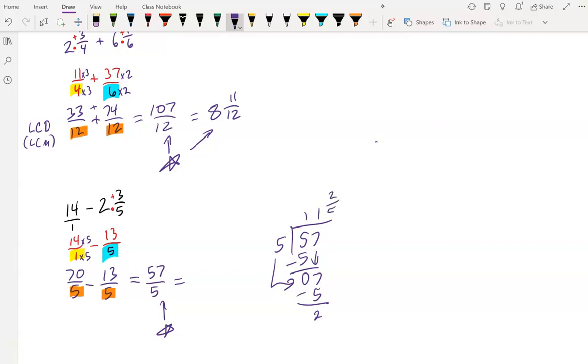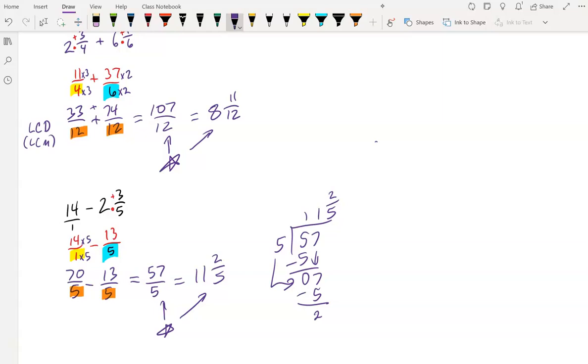11 and 2/5. I keep my denominator the same. 11 and 2/5. That is also good. All right, there you go. Adding a whole number and a mixed number. It's using all our good fraction skills.